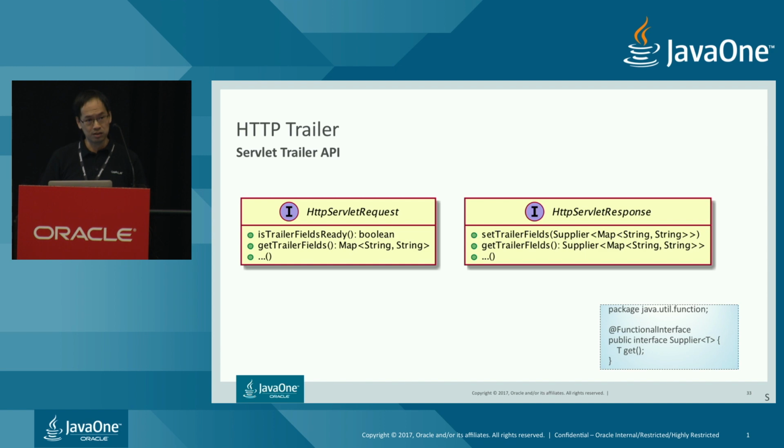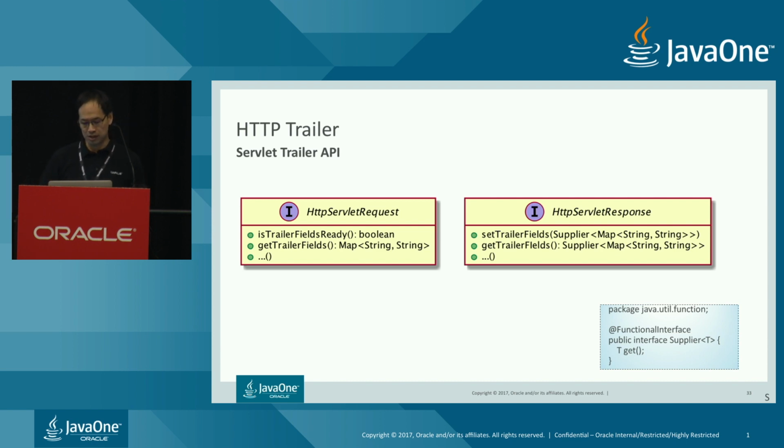For the request, we have two APIs. One is called isTrailerField_ready. The other one is getTrailerField. The getTrailerField will return a map, so it will be like foo bar, that kind of thing. And then for the HTTP servlet response, you will have a setTrailerField and a getTrailerField.